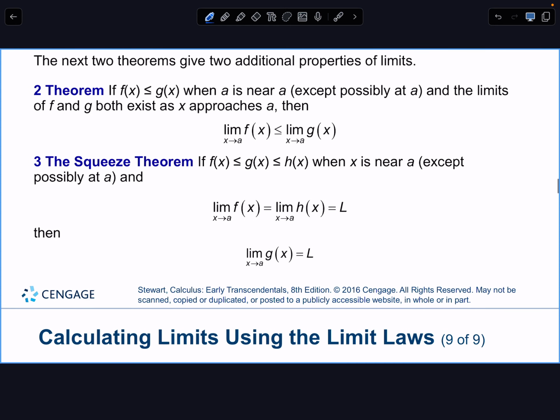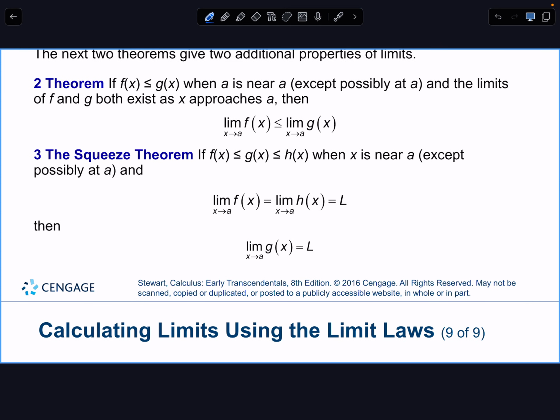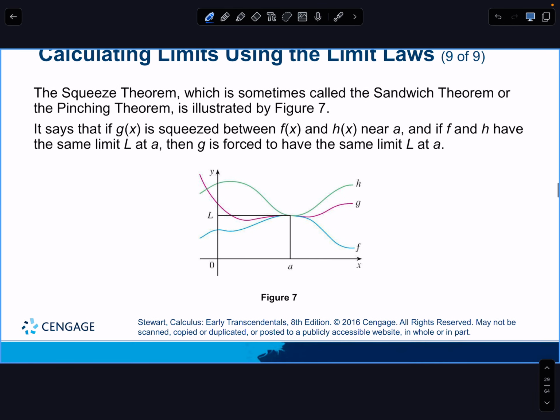And then the squeeze theorem. This is saying if both f and h have a limit at L, but g is between f and h, and f and h both converge to the same number, the y values both converge to the same number at L, then guess what? The g function that's always in the middle of those two functions will have to converge. So g gets squeezed, and here's an example. Here's h and f on the outside, and they have a limit at L. G in the middle has to have a limit at L. So that's called the squeeze theorem or the sandwich theorem.